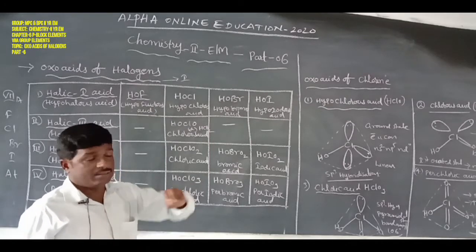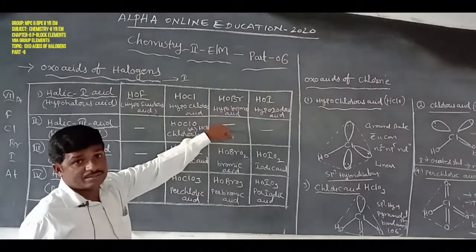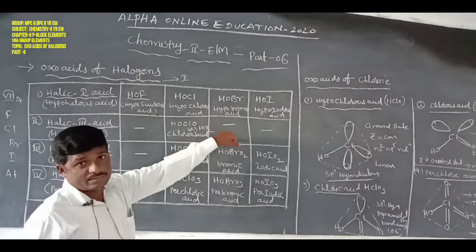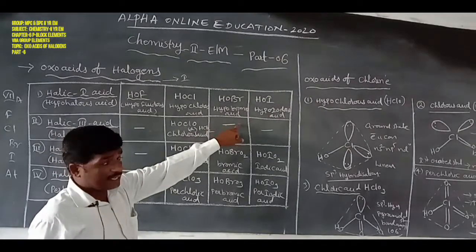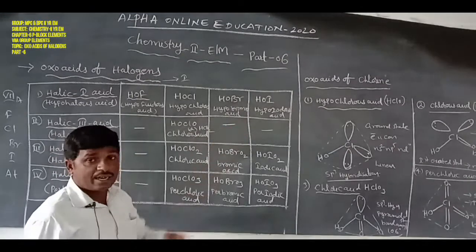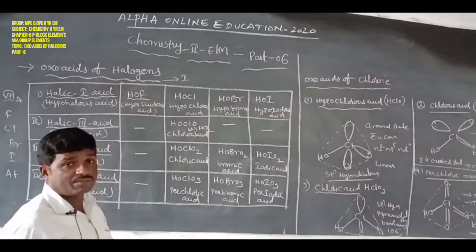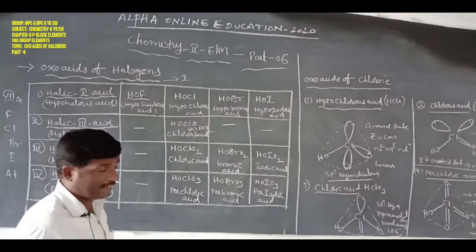Next, another one: the nuclear charge is decreasing. The nuclear charge decreases toward bromine and iodine. So bromine and iodine do not form the halic third acid.